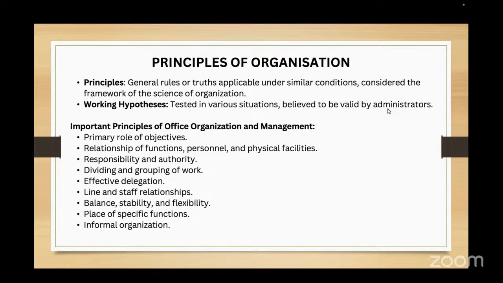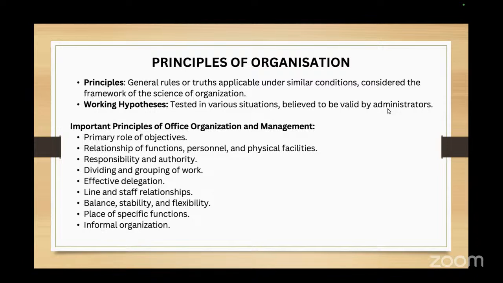Principle of line and staff relationships. In an organization, there are two types of functions: line functions, which are those directly related to achieving the organization's main goals; and staff functions, which are supportive roles like HR or IT that help the line functions operate smoothly. This principle suggests that line employees should have clear authority over their tasks, while staff experts provide support without overstepping into line functions or responsibilities. This balance helps avoid confusion and ensures focused teamwork.